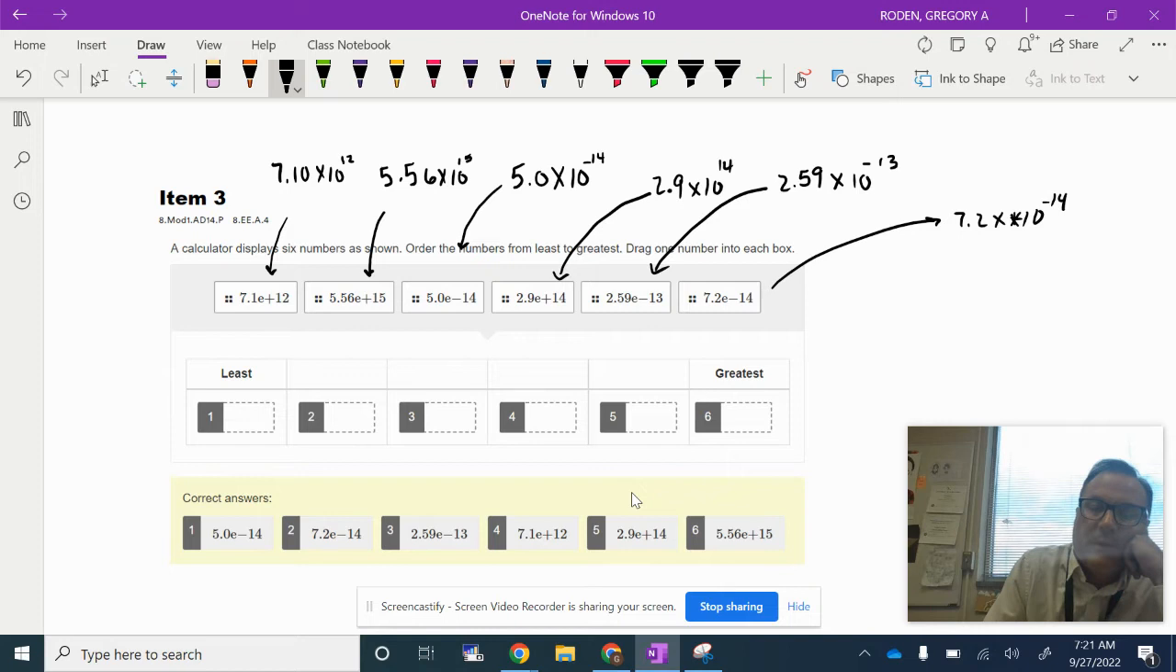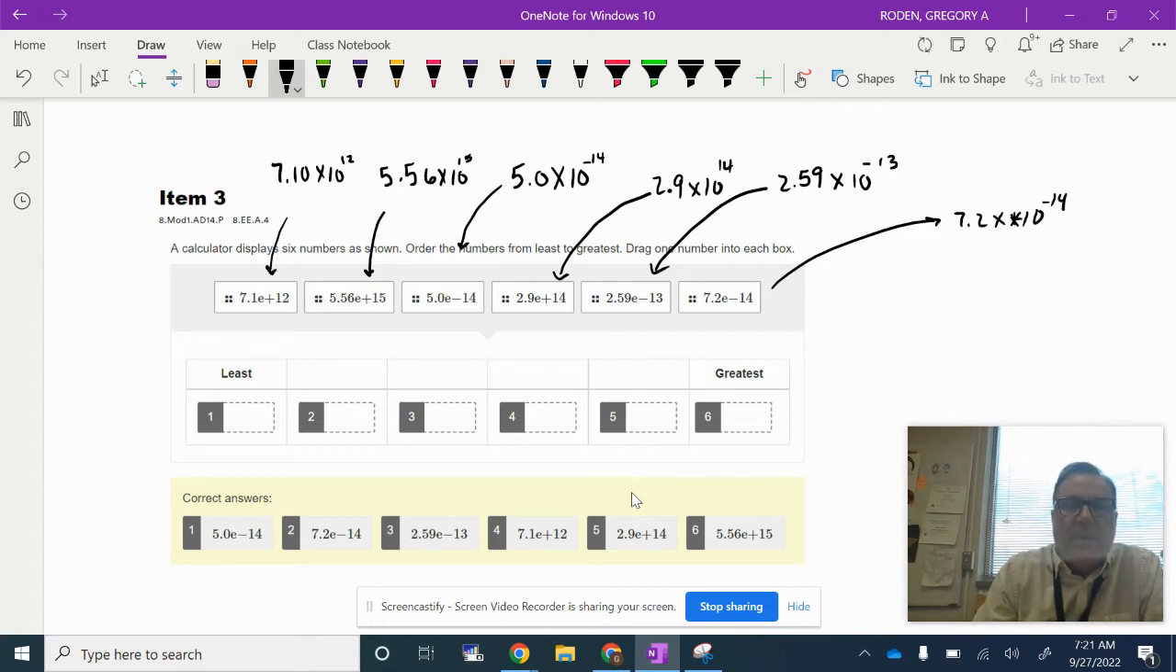Okay, now remember the rule: if they're all in scientific notation, look at the exponent. If it's a tie, you look at the decimal number out in front. We're going to look for the smallest exponent. So what is the smallest exponent? Well, we have two -14s, right? We have two -14s.